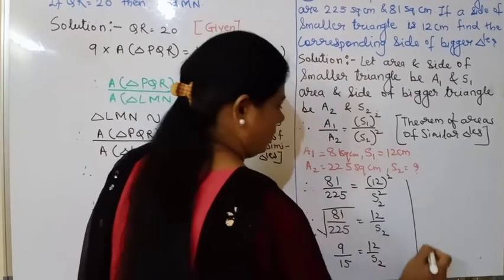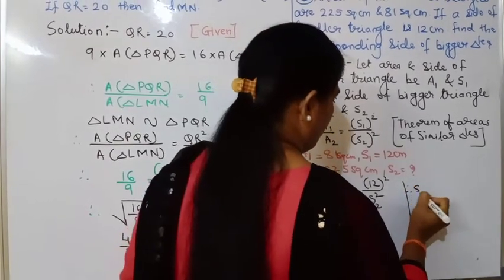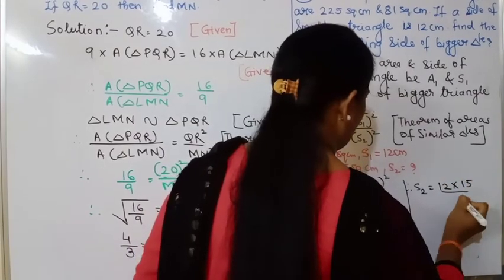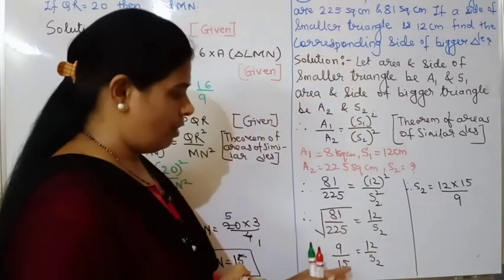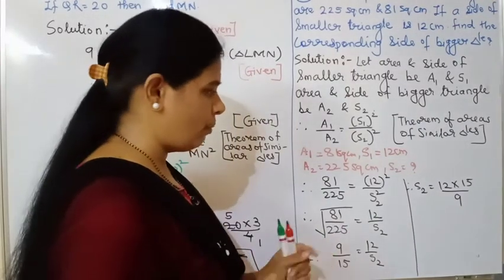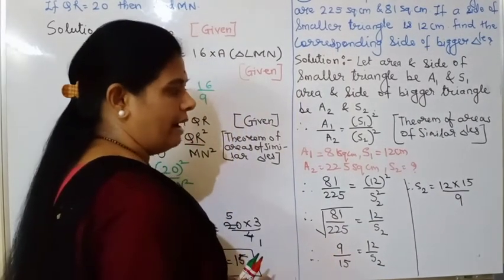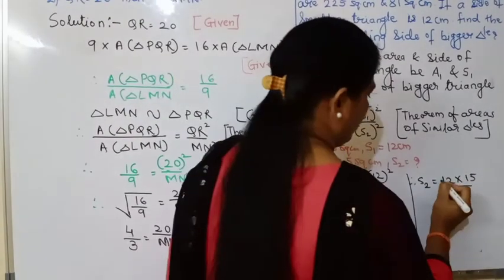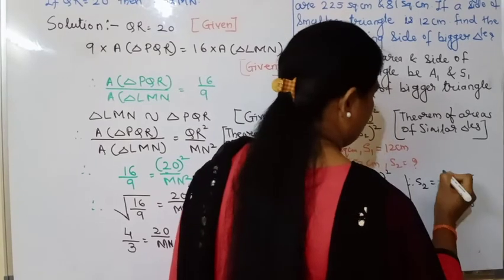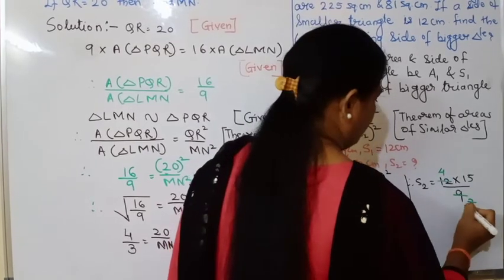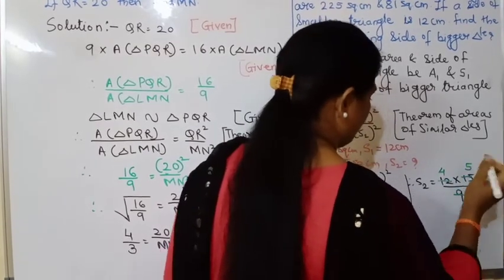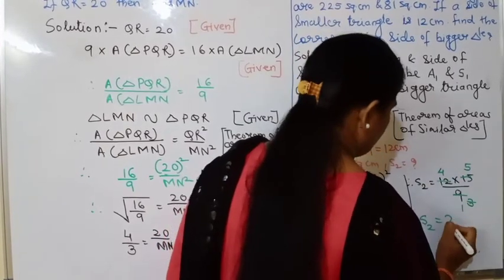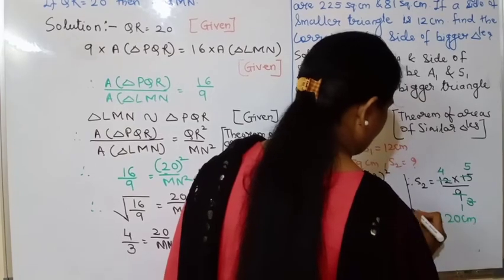Okay, so now we will calculate S2. Therefore S2 is equal to 12 into 15 upon 9. Okay, we have cross multiplied, 12 into 15 upon 9. Now we can divide 9 and 12 by 3, or we can also divide 15 and 9. Okay, so 3 3s are 9, 3 4s are 12, again 3 1s are 3, 3 5s are 15. So we got S2 equal to 4 5s are 20 centimeter.